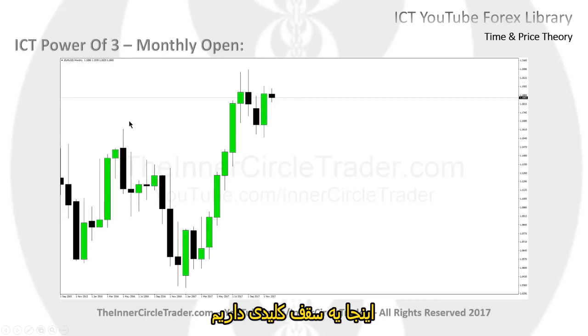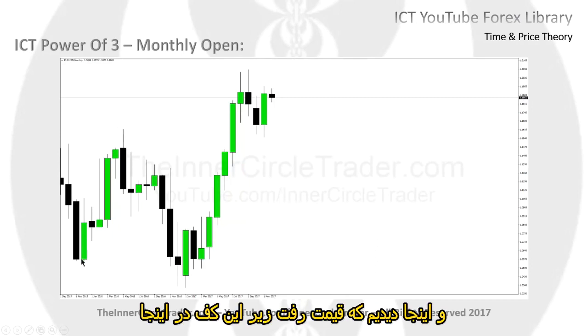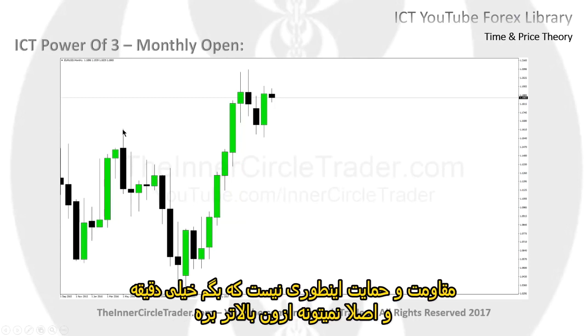This is a key high. It's caused a market turn. So we're going to have to keep our focus on here. And just like we saw market movement go below this low here, true support and resistance isn't a line in the sand. It can't go any higher than that.